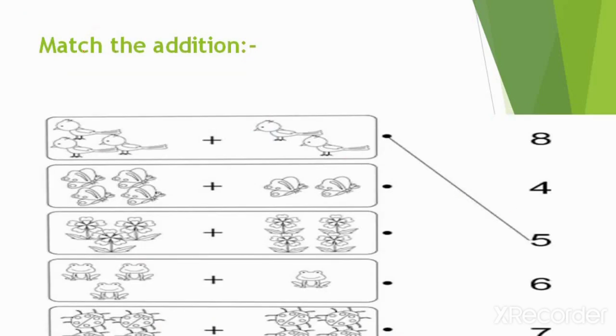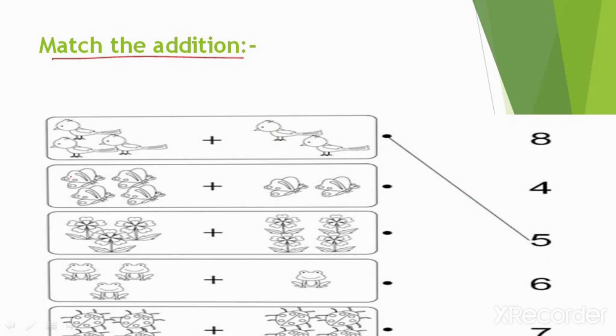Now look, what is this? Match the addition. This is the new thing for you. First of all, we have to count the total figures, then match it with the answer. Look, first one is done for us, that this is 1, 2 and 3. We are going to add 2 more to it, 4 and 5. Match it with number 5.